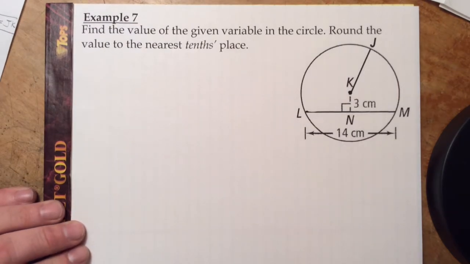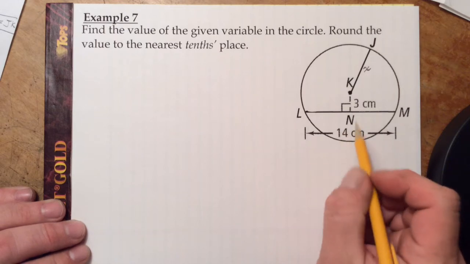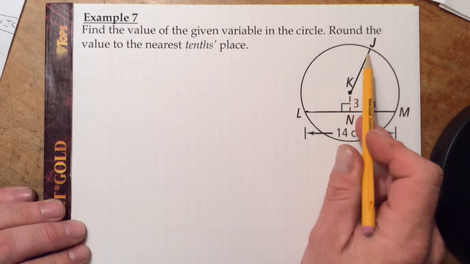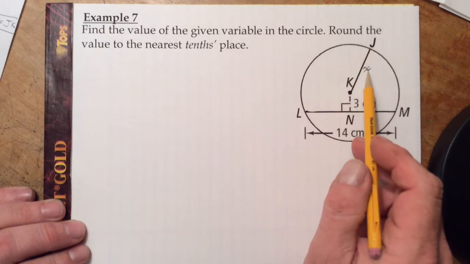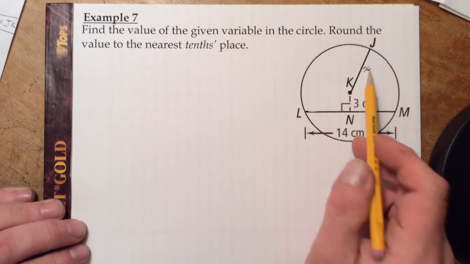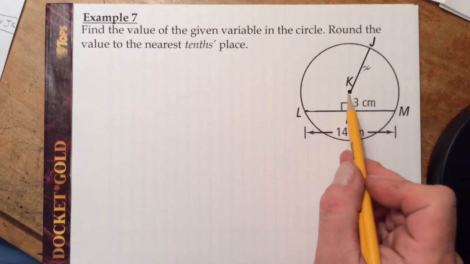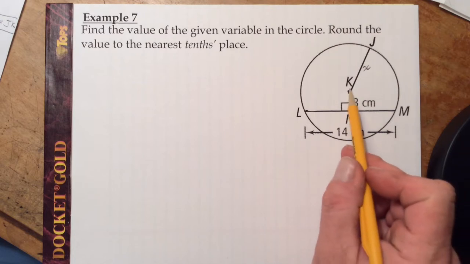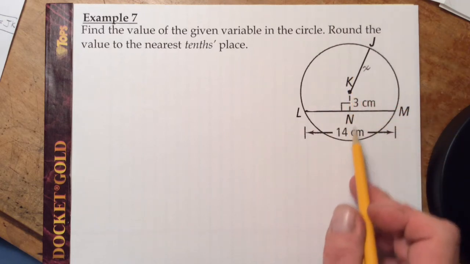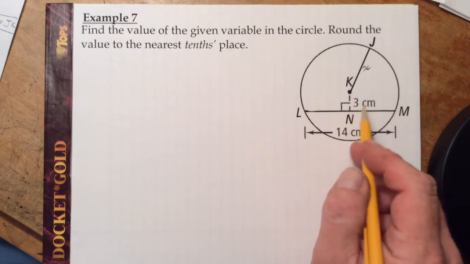Example 7. Find the value of the given variable in the circle. Round the value to the nearest tenths place. Well, here we have circle K. Notice we have a radius KJ, and the radius is what they want to know the length of. It has the variable x on it. Then we have a chord LM. Notice that this segment right here, KN, is part of a diameter. As long as it goes through the center, it's always part of a diameter.